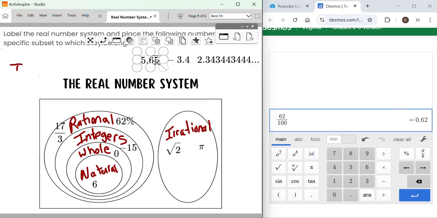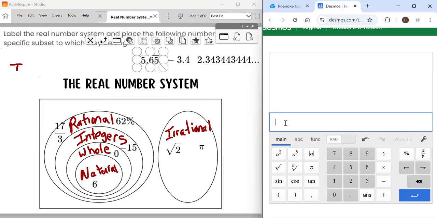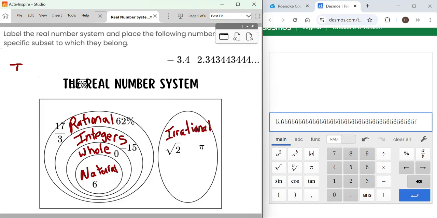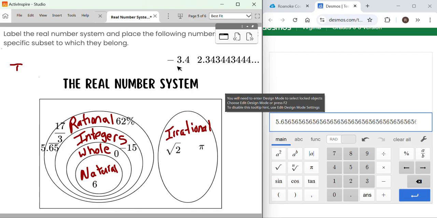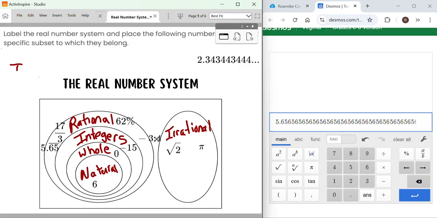Now we have 5.65 with a repeating bar. Let me show you what that looks like if you write it down. It's 5.65, 65, 65, 65, 65, and it keeps going forever. I am going to run out of room on my calculator screen, but I just wanted to show you that the line above the 6 and the 5 means it's repeating forever. So that means it's definitely a rational number. All right. Negative 3.4 is a decimal that stops. Again, that means it is a rational number, so we'll put it right over here on this side.